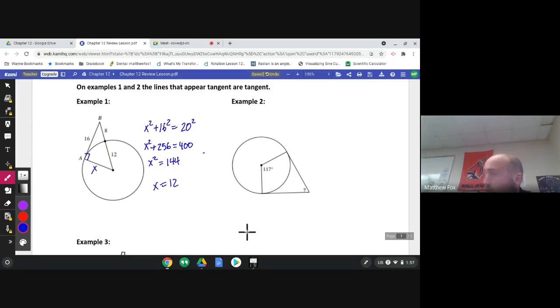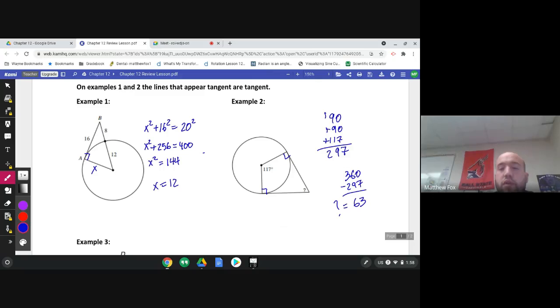Okay, the next one. Once again, they form a right angle here. There's one. Here's another one. We know if it's a four-sided figure, it adds up to 360. That's how many degrees there are. We have 90, 90, and 117, and a missing angle. So we can do 90 plus 90 plus 117. We get 297. Take that from 360. And our question mark will be 63 degrees.